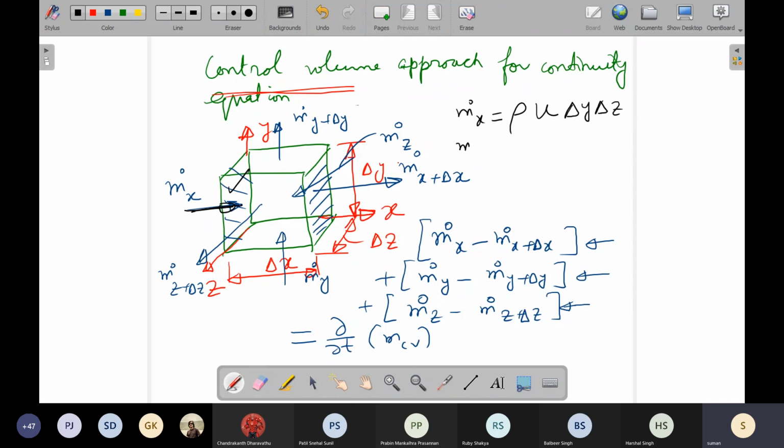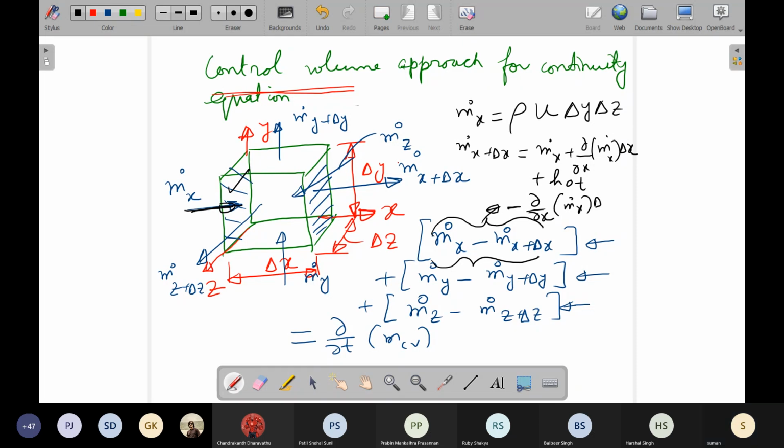This is the x. So what is m dot x plus delta x? We can simply write that as m dot x plus this one into delta x plus higher order terms in the Taylor series. So this is a simple Taylor series expansion. Why we have done this is because we actually require m dot x minus m dot x plus delta x. So m dot x minus m dot x plus delta x will be minus the partial derivative of m dot x into delta x and whatever the contributions of the higher order terms.